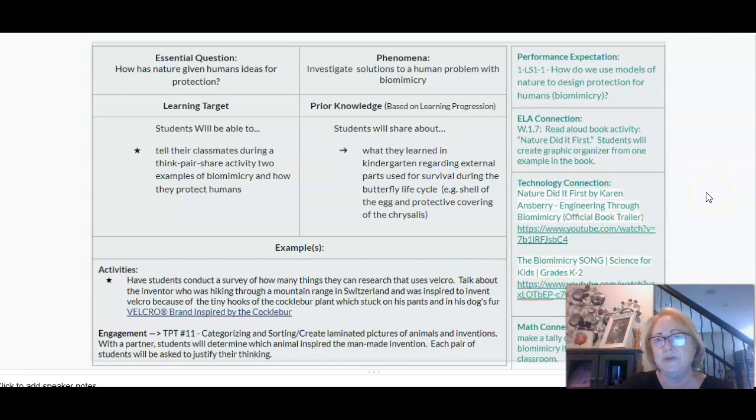Performance expectation is how do we use models of nature to design protection for humans, which is called biomimicry. The ELA standard would be we would have a read aloud book activity about how nature did it first. Again, various YouTube videos that will help students understand biomimicry. And the math connection, there wasn't an actual math connection for this standard, but we will do a tally chart about how many biomimicry items that humans use and were inspired by animals.